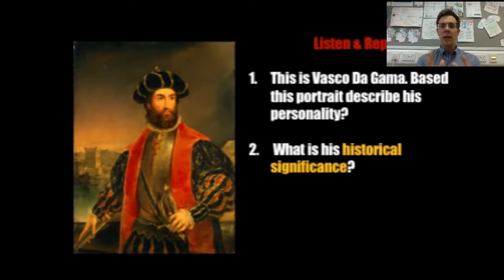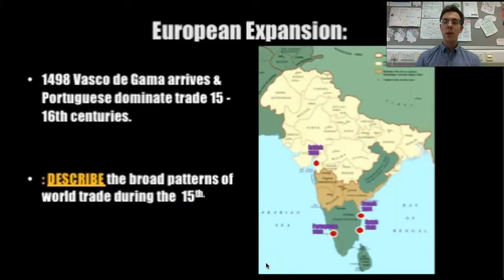So what Vasco da Gama did is essentially the accomplishment of putting a man on the moon really during that time period. So he's very, very significant for European history and Asian history. Okay, so hopefully you had time to answer those questions. We're going to move on here.